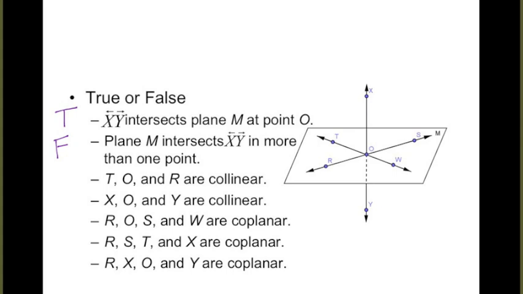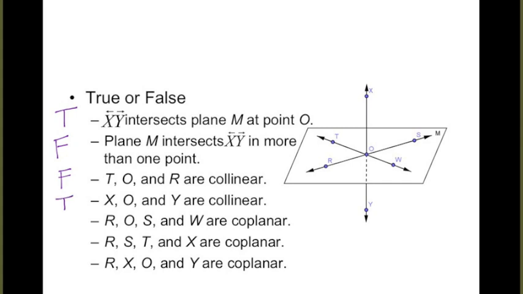Points T, O, and R are collinear. Now remember, collinear means they can all be connected with one straight line. Can T, O, and R be connected with a straight line? They cannot. X, O, and Y are collinear. True. That is true. They are all in a line.